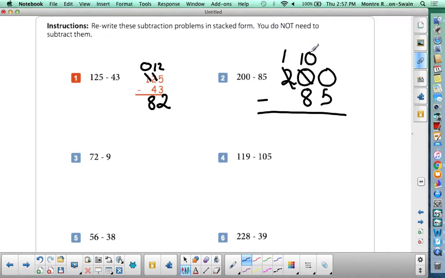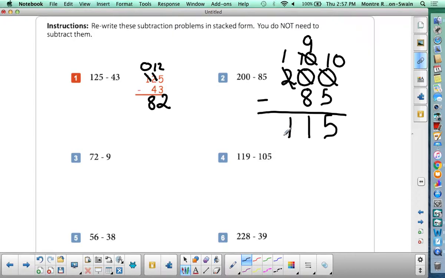Now I can go back to the 0 in the ones place. The 0 in the ones place is going to borrow from the 10 in the tens place. So we're going to cross out that 10. That 10 becomes a 9. And the 0 in the ones place becomes a 10. Now I'm able to subtract. That's 10 minus 5, which is 5. 9 minus 8 is 1. And 1 minus nothing is 1.